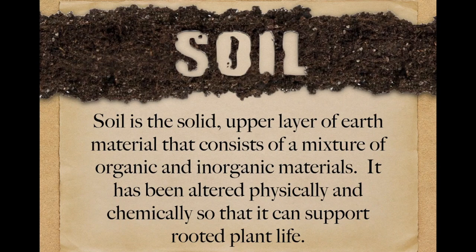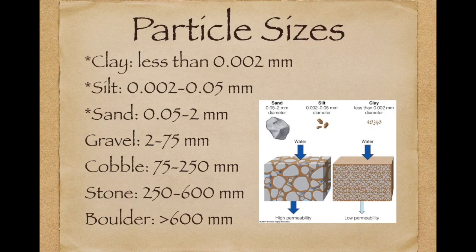Soil is a solid upper layer of the earth material. It consists of a mixture of organic and inorganic materials. It has specifically been altered physically, being broken down, and chemically broken down or changed to support plant life. Specifically, soil is classified into different particle sizes. Soil particle sizes increase in size starting with clay, silt, sand, gravel, cobble, and stone.